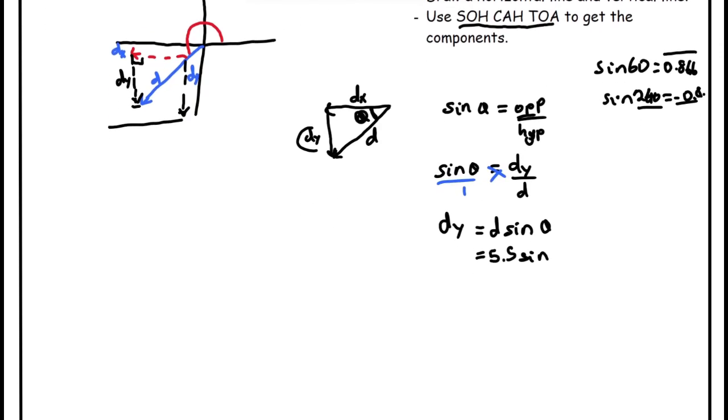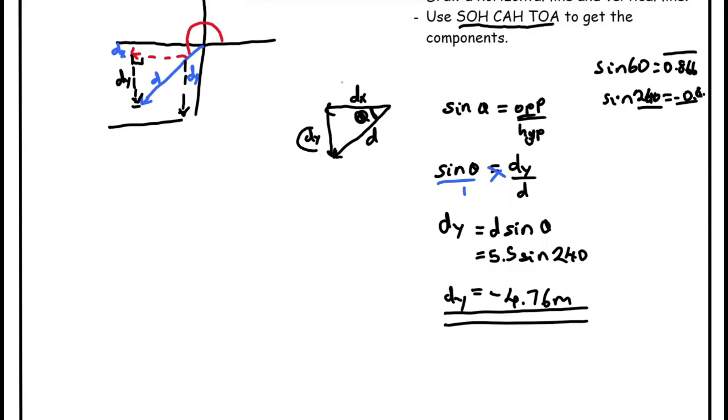So let's calculate dy. 5.5 sine 240. Now make sure your calculator is in degrees here. So this value is negative 4.76 meters, and that is our dy.